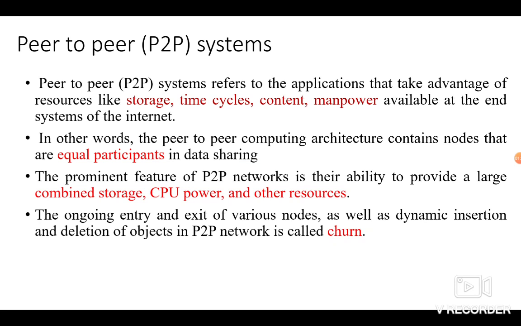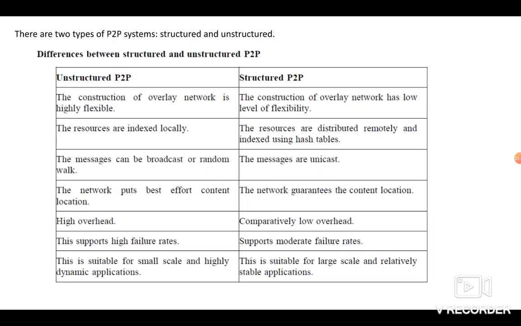So what does churn mean? The ongoing entry and exit of various nodes. Similarly, dynamic insertion and deletion of objects in the peer-to-peer network is called churn. So we have two types of peer-to-peer system, structured and unstructured. So we are going to see the differences between the structured and unstructured peer-to-peer system.